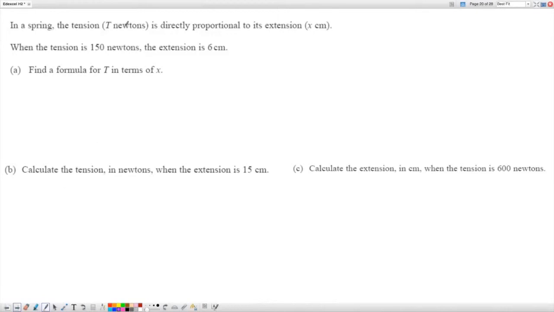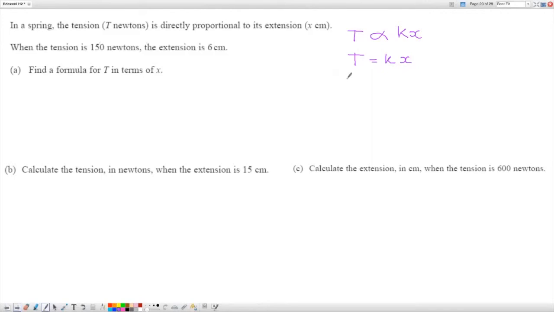In a spring, the tension, T newtons, is directly proportional to its extension. What does that mean? T, directly proportional to some constant, x. We're going to write this in a formula. So we're going to change this directly to T equals K something, x.